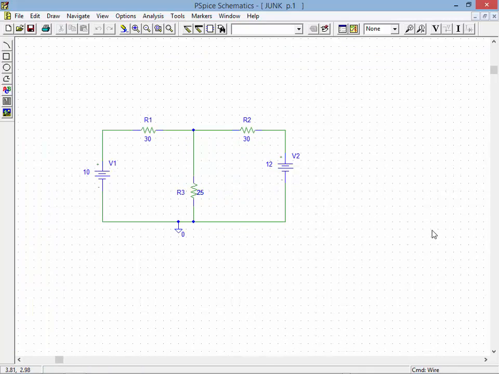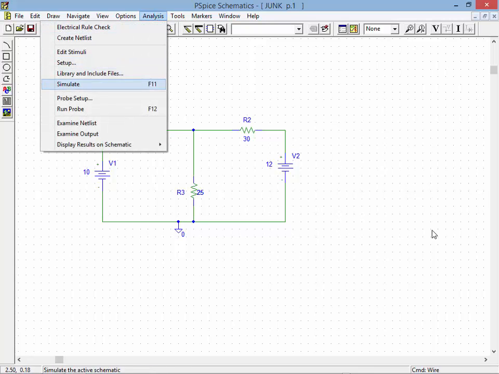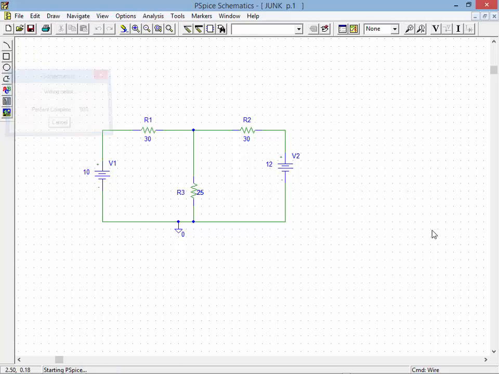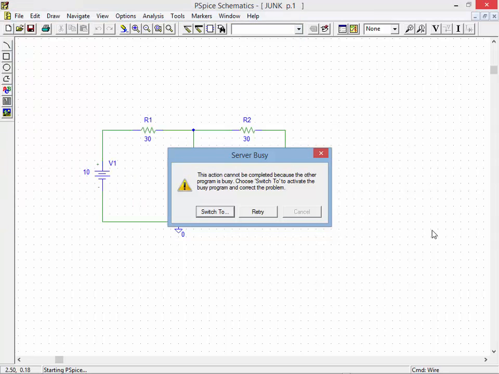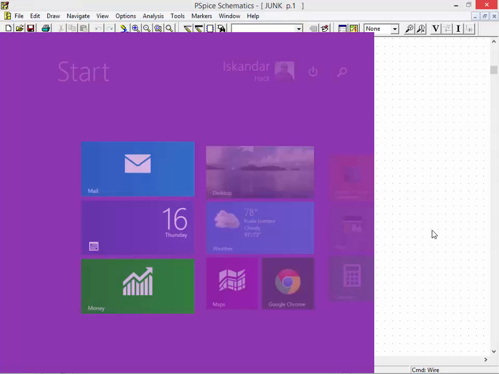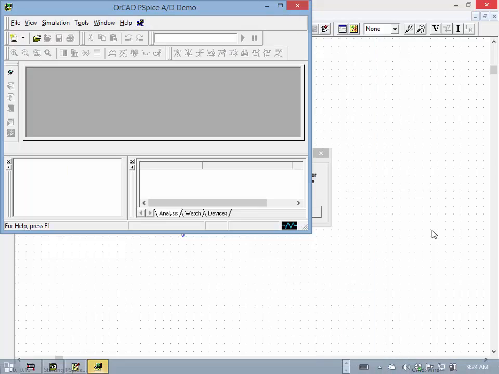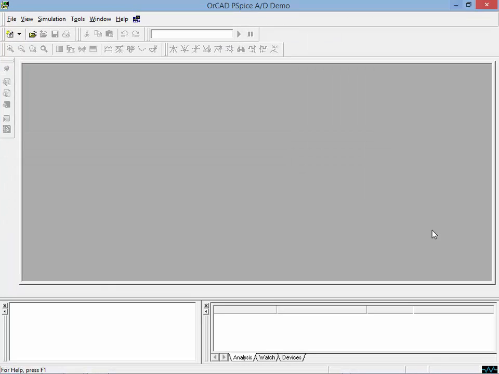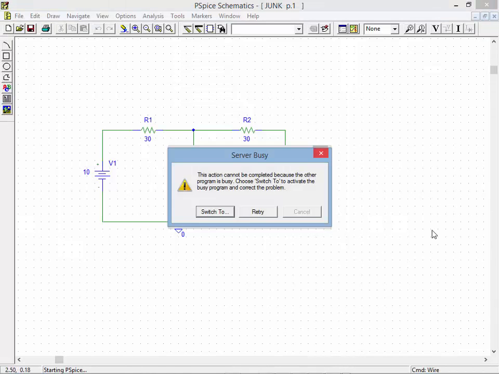So there's our circuit there. We can do our analysis right here. And really basically the only thing you're going to do right here is we just tell it to simulate. It doesn't do anything here other than it's going to bring up a program called probe, which we're not interested in using right here because we don't have any output waveforms, so we just close that.